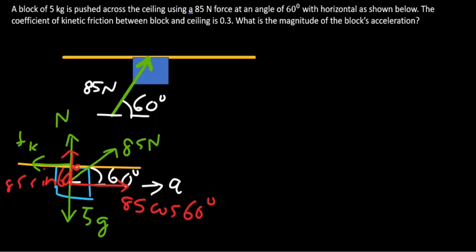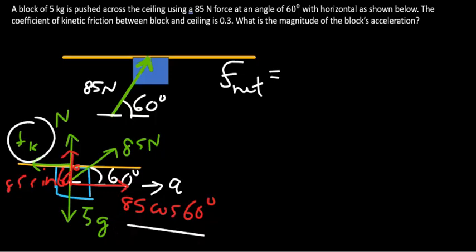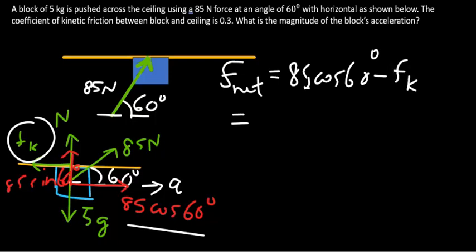So let's apply Newton's second law in a rightward direction. Because the acceleration is rightward, the net force is also rightward. So the net force on this block equals that minus kinetic friction. So 85 cosine 60 degrees minus kinetic friction. And that must be the same as mass times acceleration. According to Newton's second law, mass is 5 kg times acceleration. So let's write the 5a there.